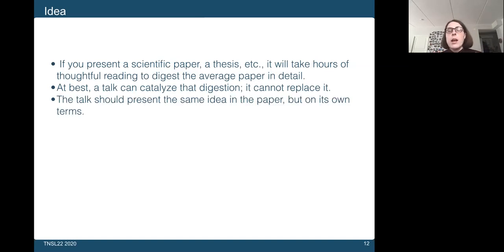And of course, you should present the same ideas in the paper. So it shouldn't be, this was what my report was about, and now my presentation is completely unconnected. No, but this idea should be presented on its own terms. In nearly all cases, the way that you present a topic in writing and the way that you present it in talking are different things.